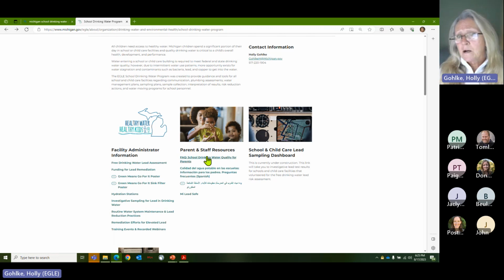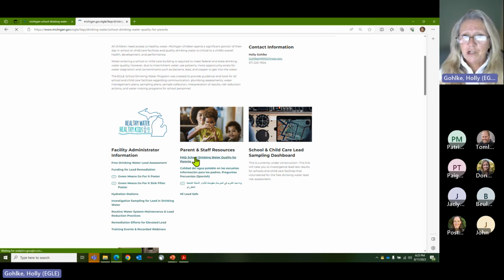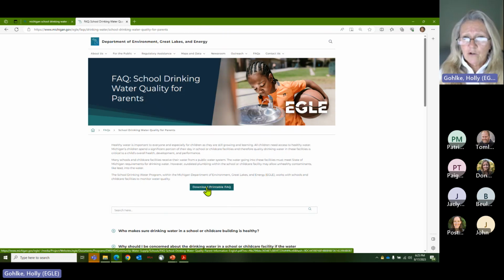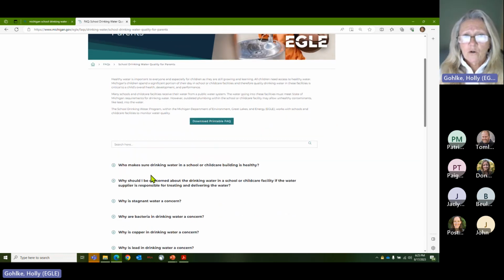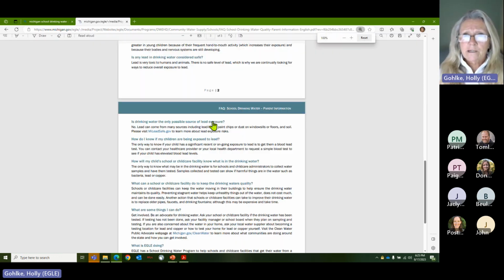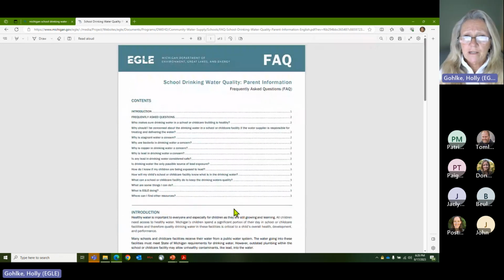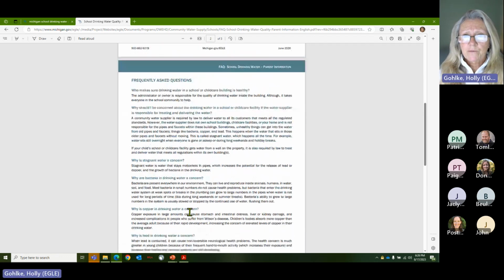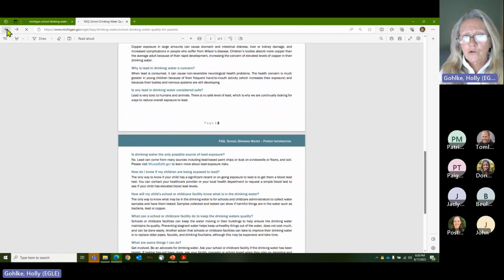We also have parent and staff resources, a couple of flyers or fact sheets. You can download a printable fact sheet, or you can send people to this site and they can click on these questions and get the answers. So the printable one is a nice fact sheet that talks about all things water quality in a school or child care building. So that's another resource or tool that you can use.